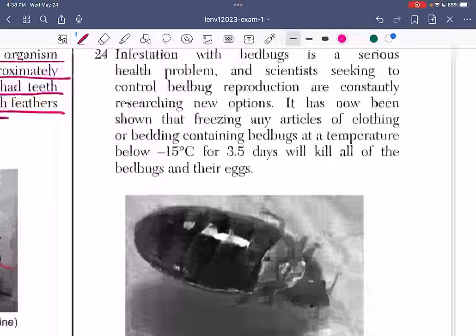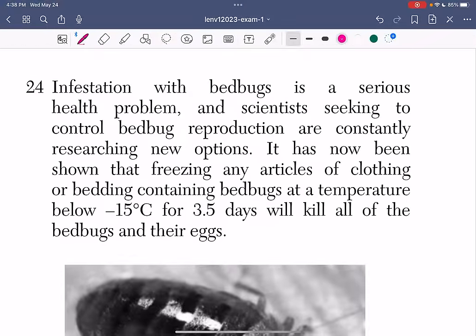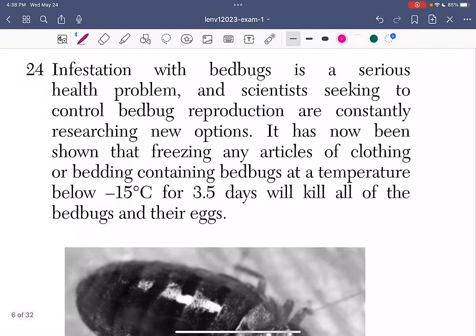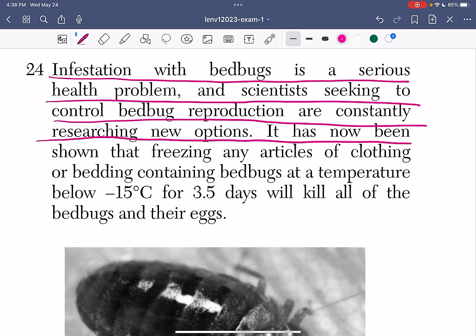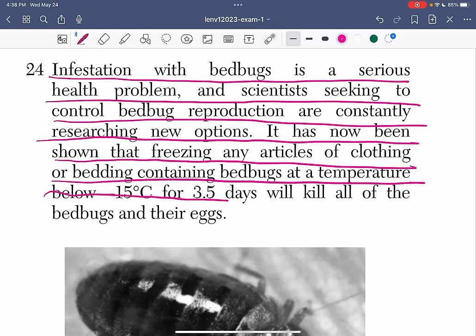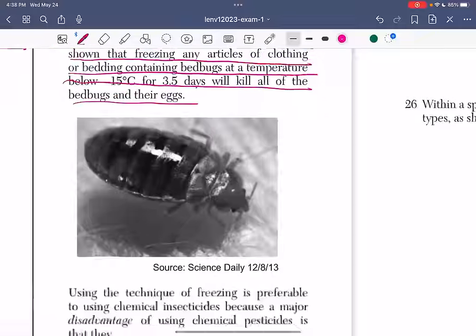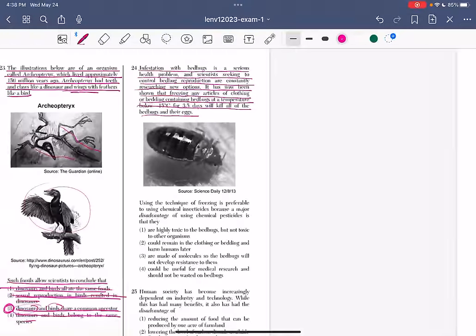All right, let's take a look at number 24. Infestation with bed bugs is a serious health problem, and scientists seeking to control bed bug reproduction are constantly researching new options. It has now been shown that freezing any articles of clothing or bedding containing bed bugs at a temperature below 15 degrees Celsius for 3.5 days will kill all of the bed bugs and their eggs. So we now know that we can kill bed bugs with temperature.